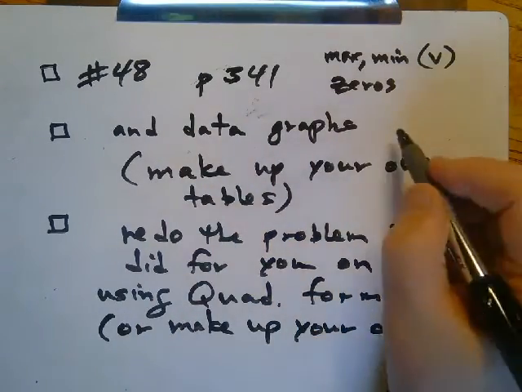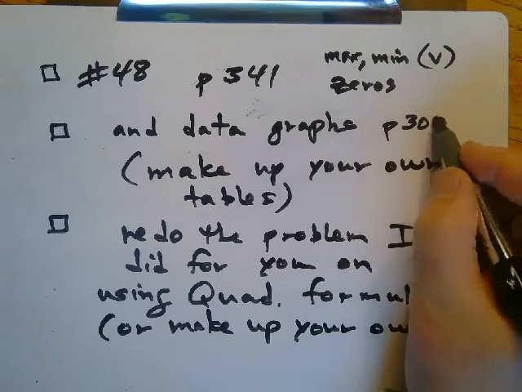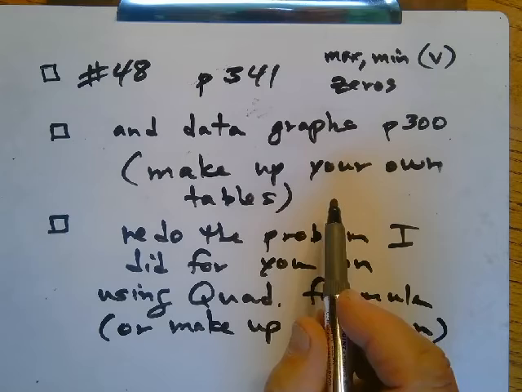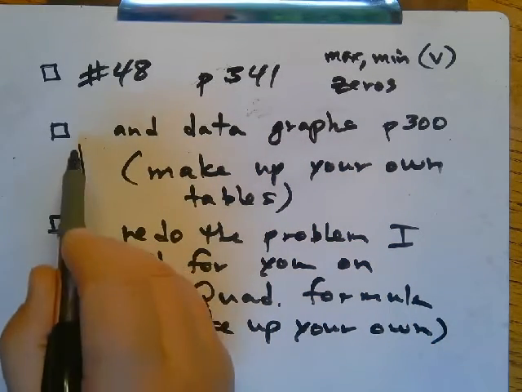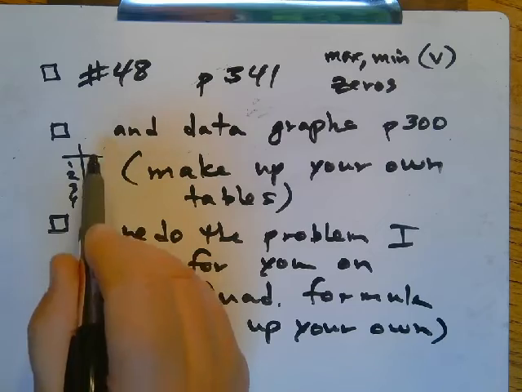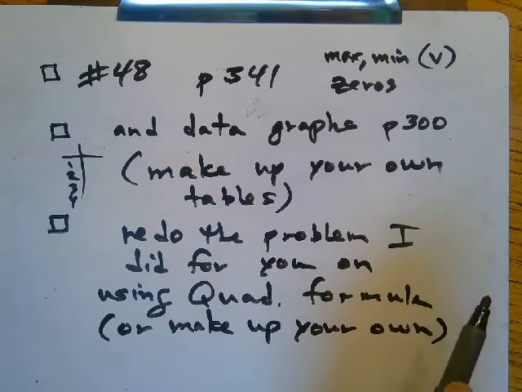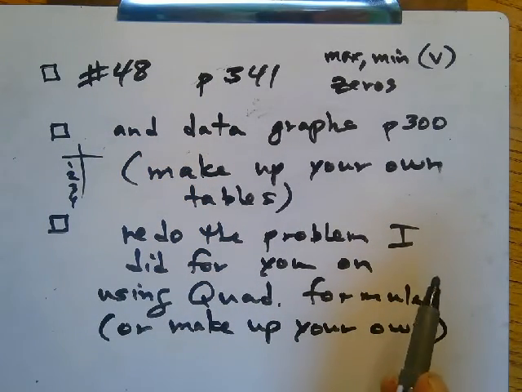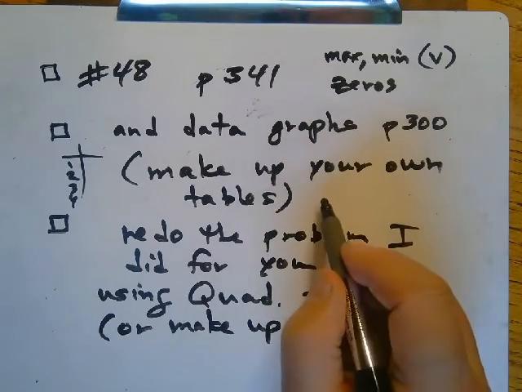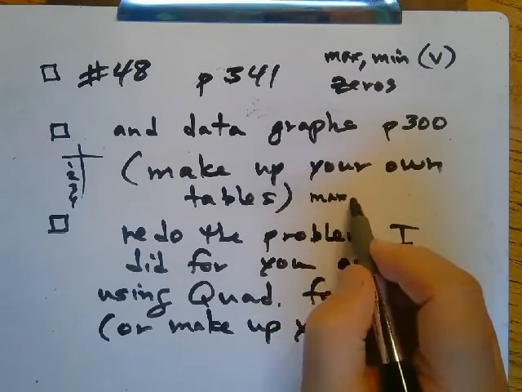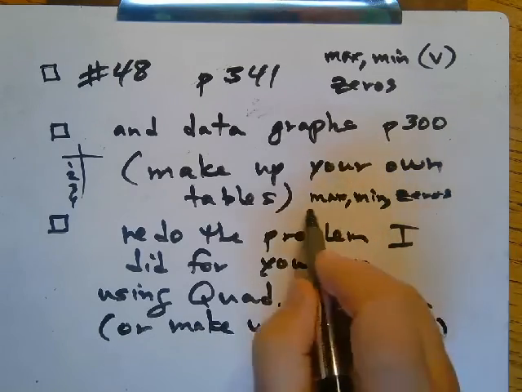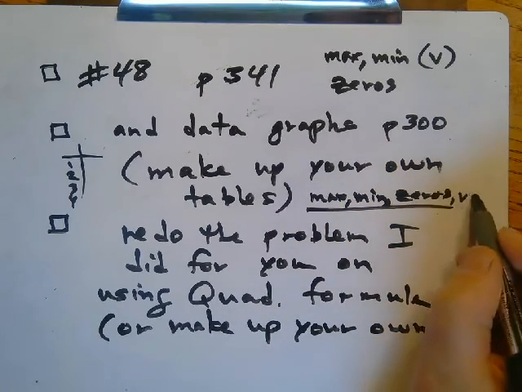Then you can go back to page 300 and do that problem again, or make up your own tables. Make up some tables of data that look like parabolas. You just make something up, you know. 1, 2, 3, 4, and you just make up some numbers that go up or down or whatever, and see if you can plot the data and a curve of best fit. Make up your own, and then calculate the max or the min or the zeros, okay, and also use the value feature in there as well.